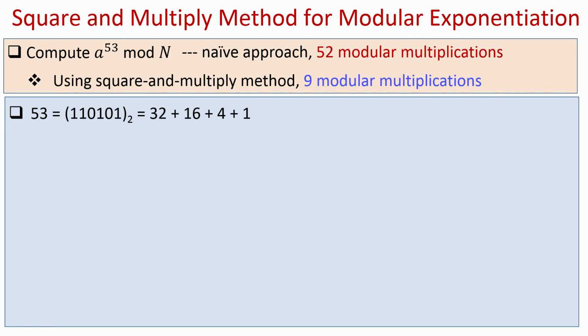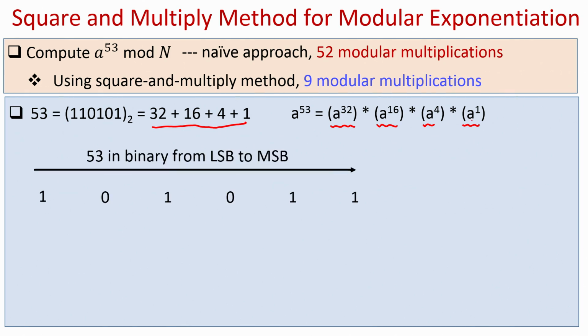I express my exponent 53 in this case in binary, and depending upon the bit representation of 53, wherever I have the bit value 1, I take that power of 2, wherever the bit value is 0, I exclude that power of 2. Hence I can say that 53 depending upon its binary representation can be expressed as a summation of these powers of 2, and hence a to the power 53 is nothing but the product of some selective powers of a, namely a to the power 32, a to the power 16, a to the power 4 and a to the power 1.